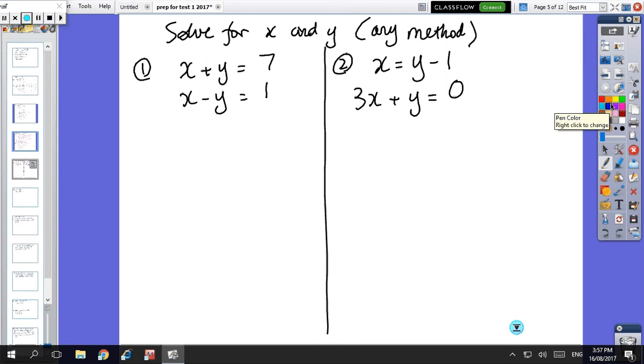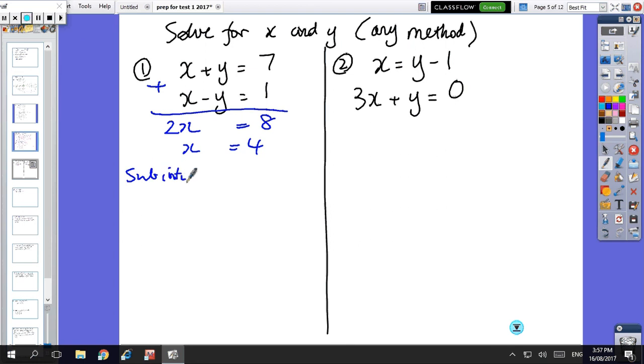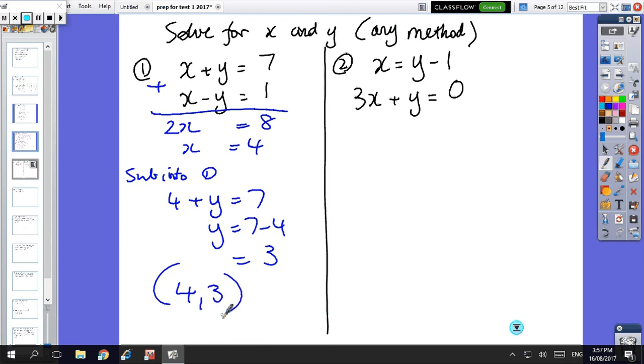Okay, so this one here is set up for elimination, and I like to add, because the y's will kill each other off. So x plus x is 2x, y's are dead, 7 plus 1 is 8, so x equals 4, and then substitute that into the first equation. So 4 plus y equals 7, so y equals 7 minus 4 equals 3, so the answer is 4, 3.